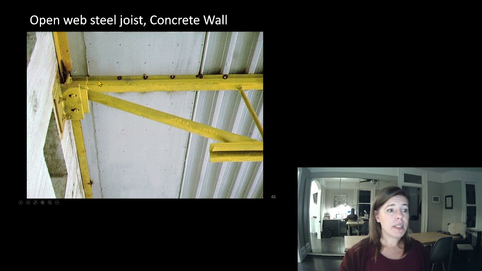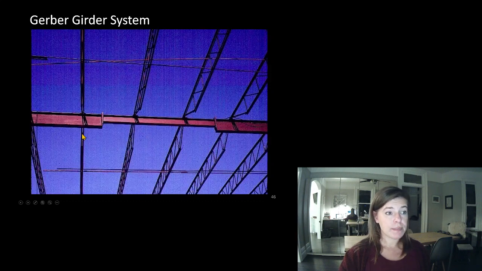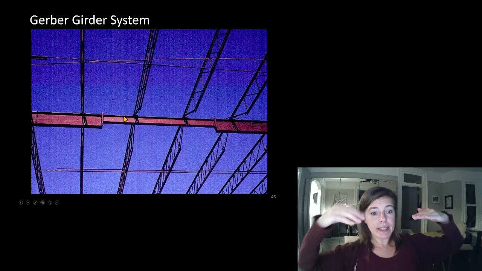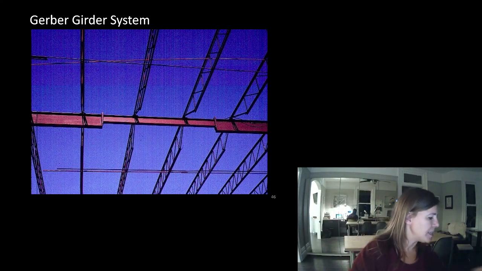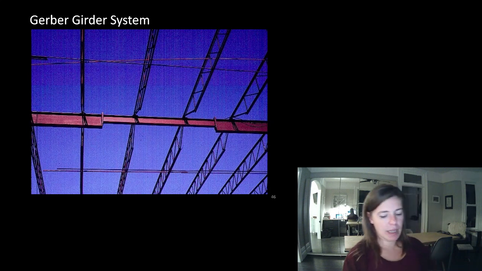An open web steel joist connecting to a concrete wall. So you can see there's our metal deck. Our joist comes along and it sits on a little angle that's been connected into the concrete. Gerber girder system. So this is a system where we take two beams that cantilever and drop a little piece into the center.